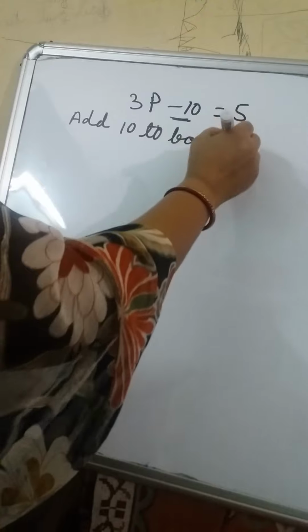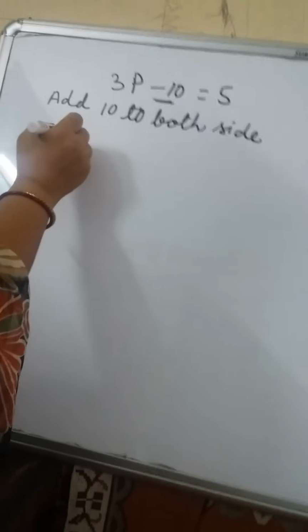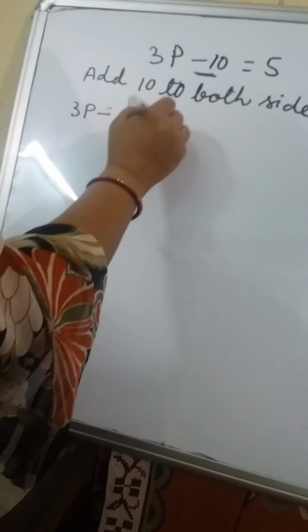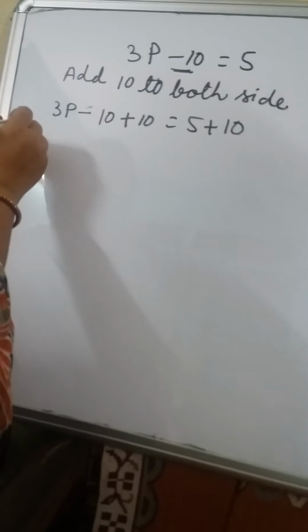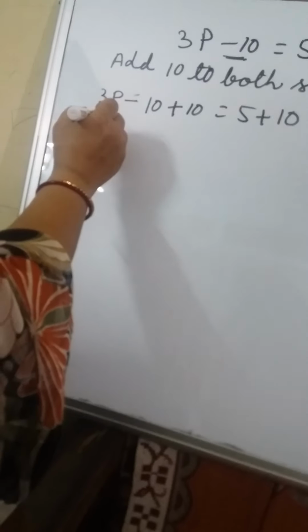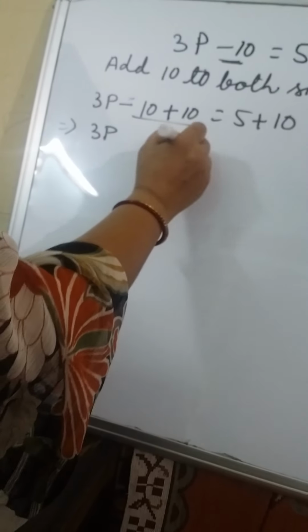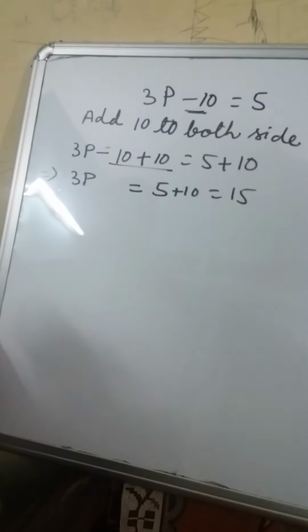10 to both sides. If I add 10 to both the sides, what will I get? Minus 10 plus 10, and plus 10 on the right hand side also. So it will be 3p and it will be 0. So 5 plus 10 is 15.